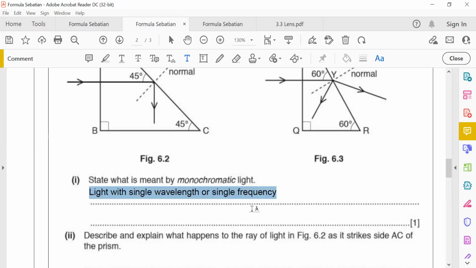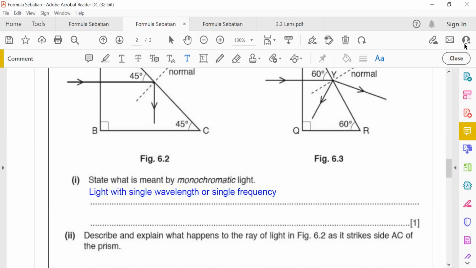Don't worry if you can't answer this because you haven't learned this yet. I'll definitely go more in detail later on. But for now, just copy down this answer first. Yeah, light with single wavelength and so on. Okay.